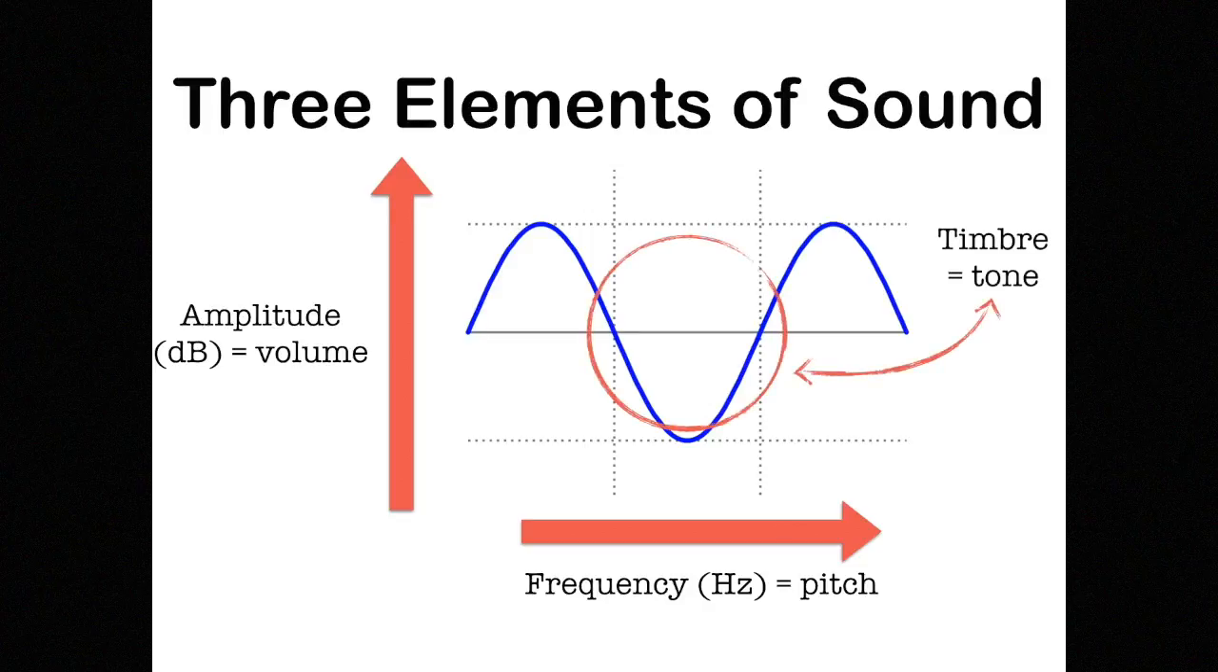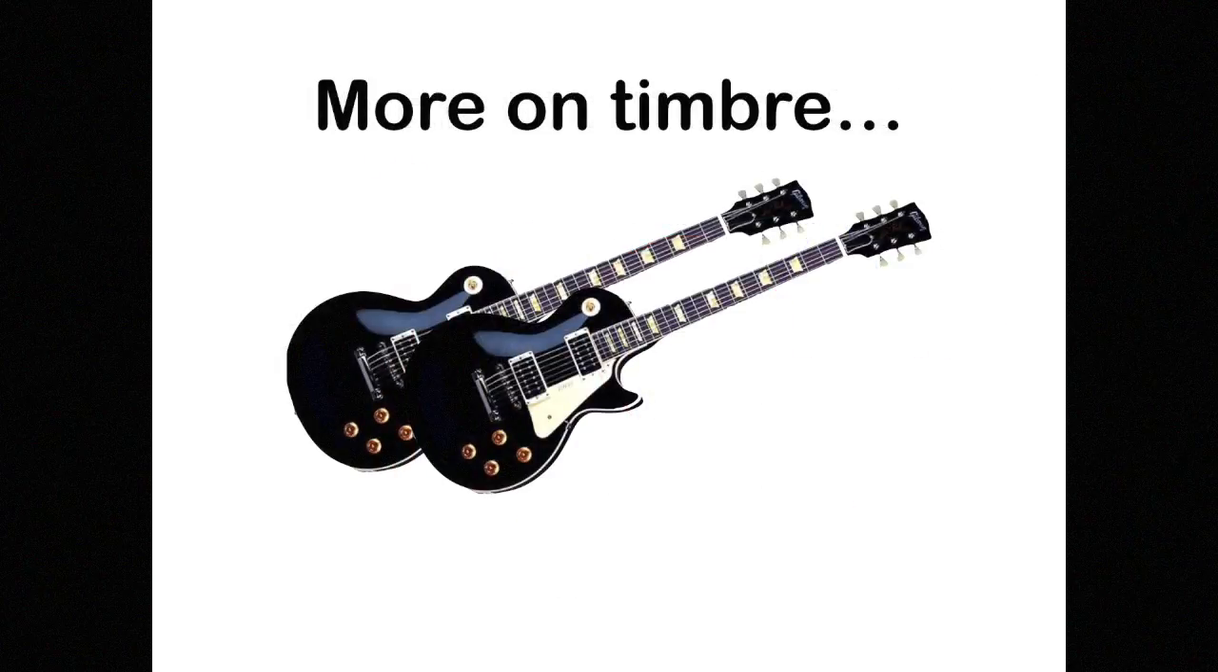Timbre is the characteristic tone of a particular instrument. Take electric guitars, for example. Two Gibson Les Pauls made at the same factory in the same year will have different timbres. Temperature, humidity, string gauge, and newness, and 1,000 other things affect a guitar's timbre. As musicians, this should excite us. The creative tonal possibilities are endless.